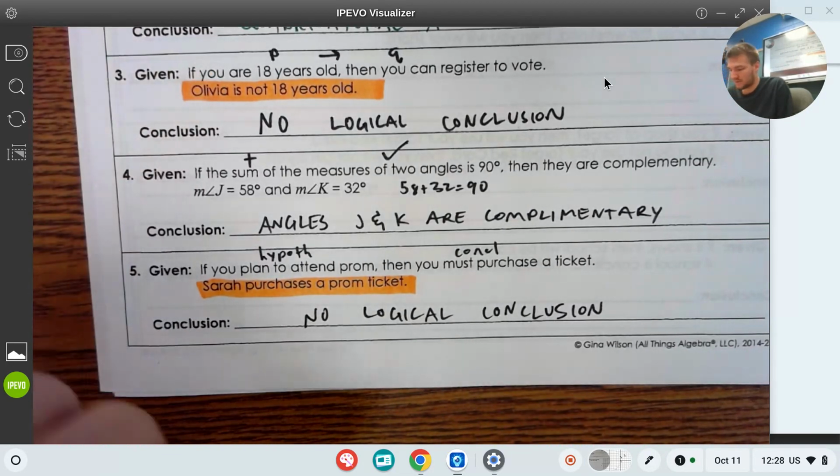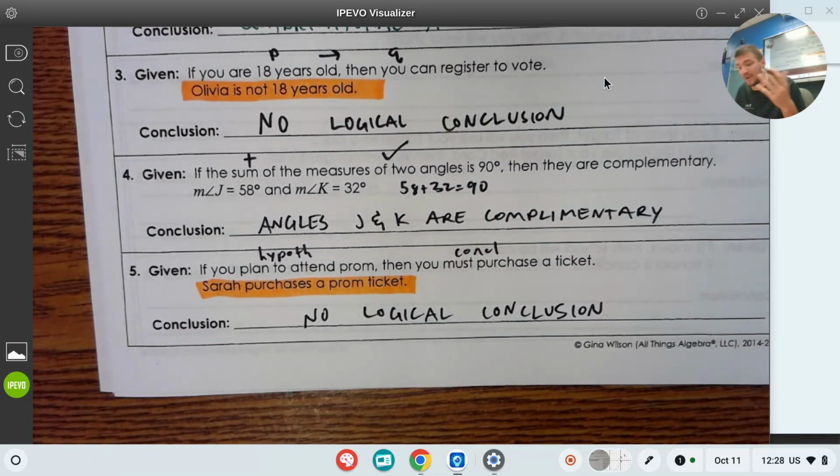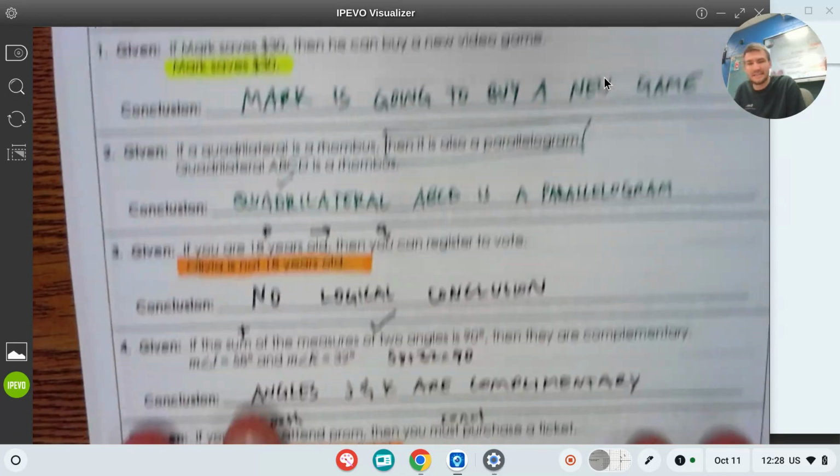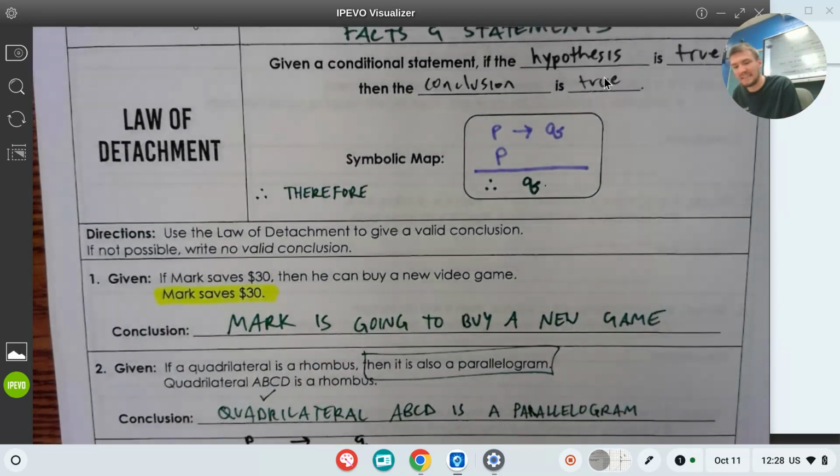So if it was Sarah's going to prom, then we could say, yeah, she needs to purchase a ticket. But it doesn't have to do with if she's going or not going. Right. Okay. All we can say is it's like an easy reaction.